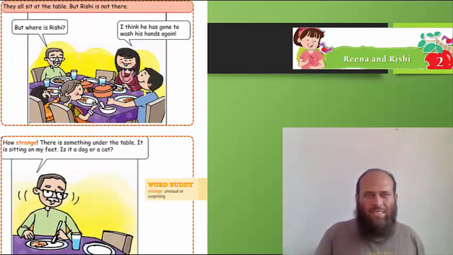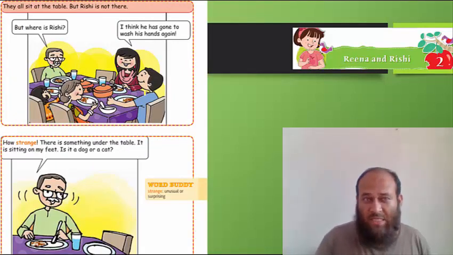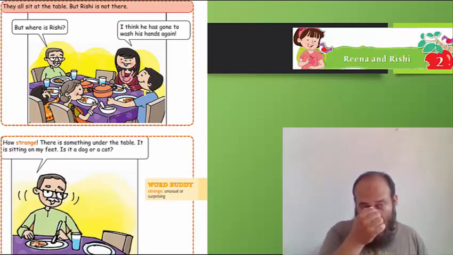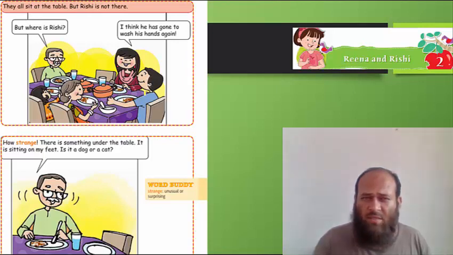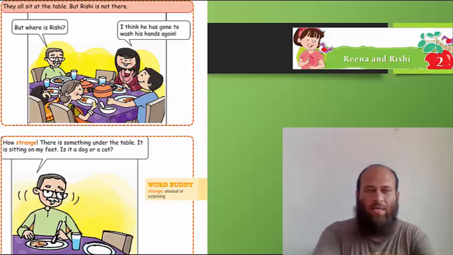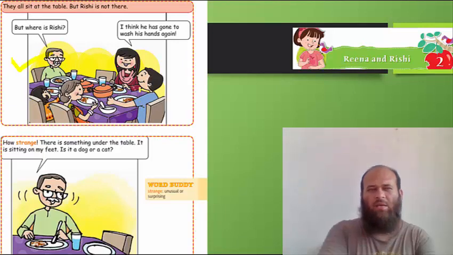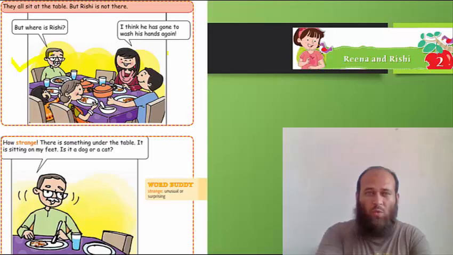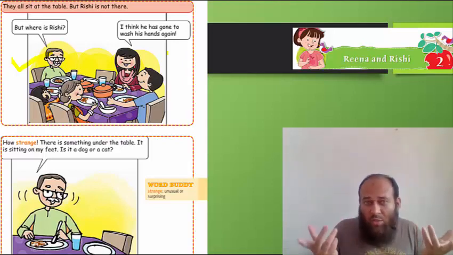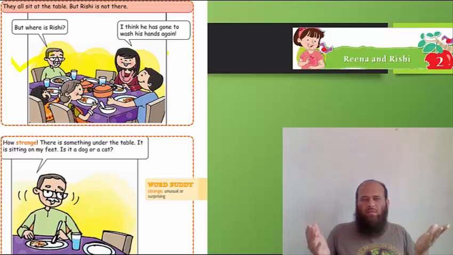So they all sit at the table, but Rishi is not there. What do you think? But where is Rishi? Who is asking this? Grandfather is asking, where is Rishi? His mother tells him, "I think he has gone to wash his hands again." How strange! Strange means unusual or surprising. Matlab, it is not a regular routine.